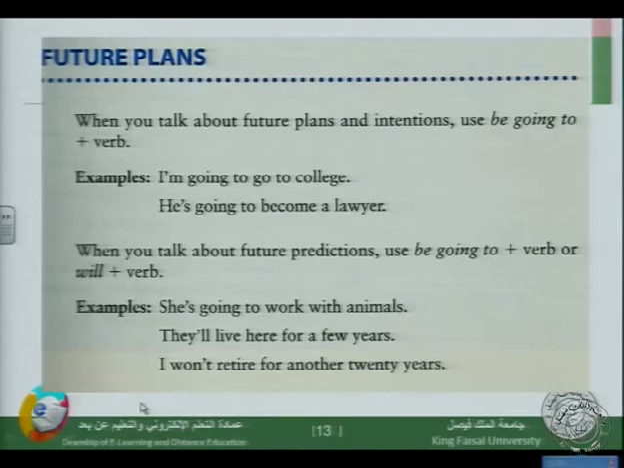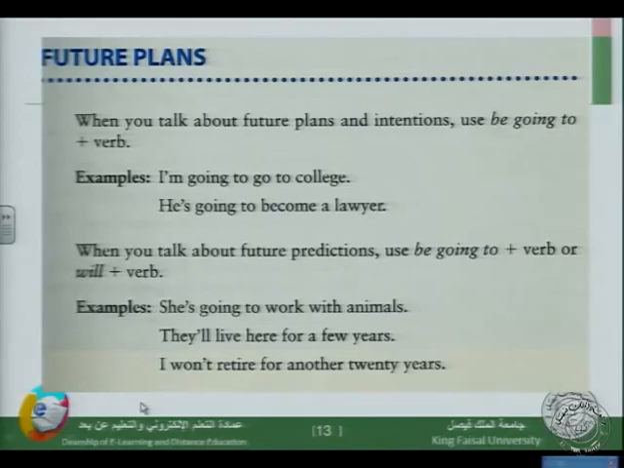Also, one of the skills that we have learned is how to talk about your future plans. For example, all of you maybe are third or fourth year students, or maybe second year students, and someone asks you, what are you going to do after graduation? You need to use either be going to plus verb, like I'm going to go to college, I'm going to teach at school, or you can use the verb will to talk about the future. I will go to the governmental sector. I will work in the governmental sector.